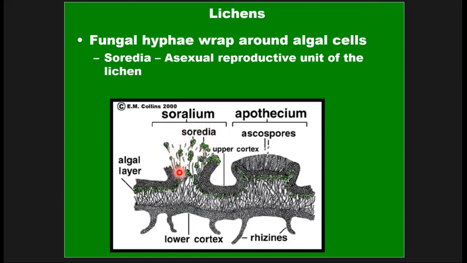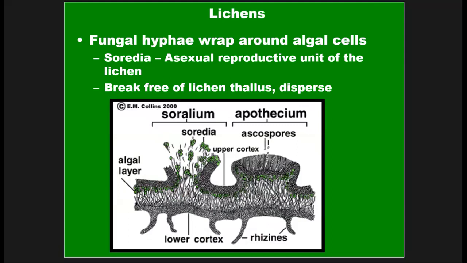So this is how lichens actually spread into new habitats. If you can imagine someone walking across this lichen or raindrops hitting the lichen, these soredia will break free and will land hopefully nearby into some suitable habitat and establish a new lichen body. And that's how they tend to spread in their habitat.